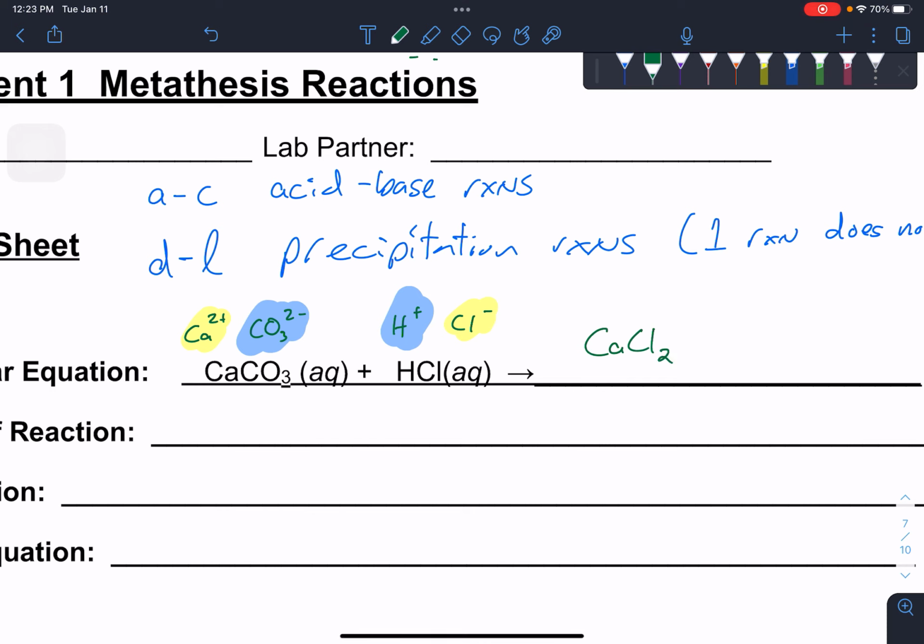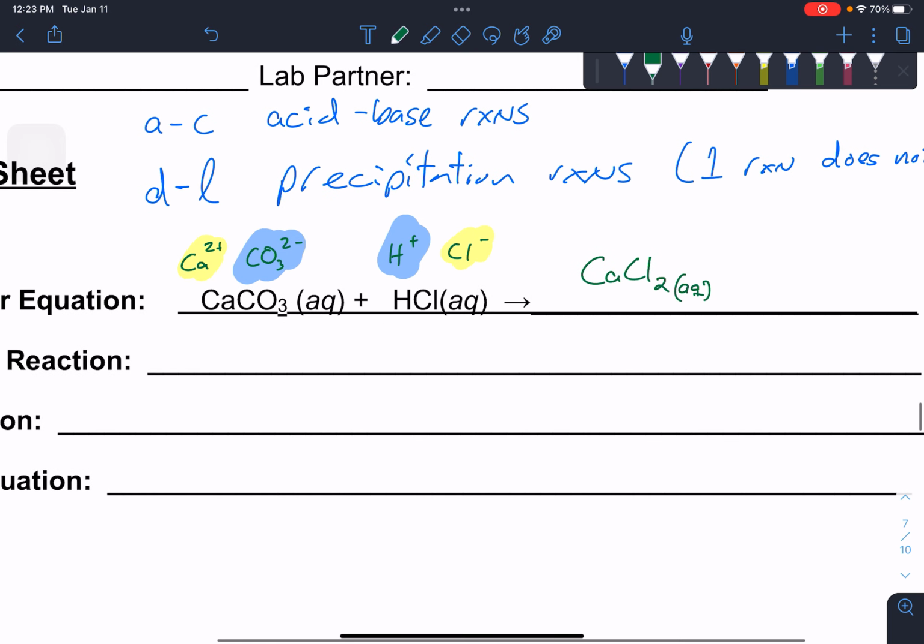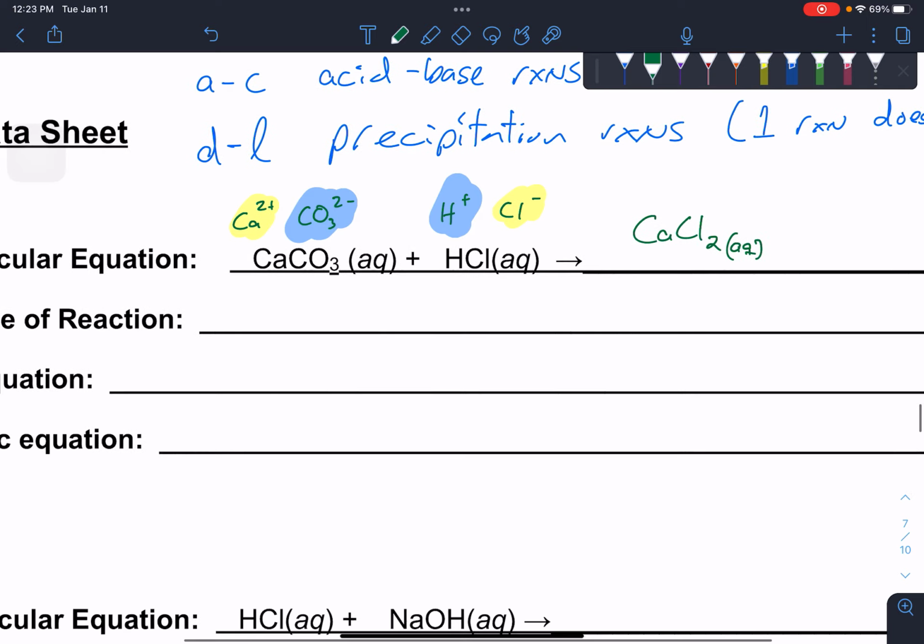Calcium chloride. Now, remember chloride forms insoluble salts only with silver and mercury and lead. Where is lead? So calcium is going to form a soluble salt based on the solubility table. So I'm going to go ahead and throw in that AQ tag there. And as it turns out, those ions are still free floating. Those are the spectator ions for this reaction. Let's just go ahead and fill that in.